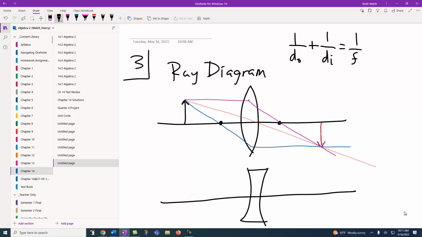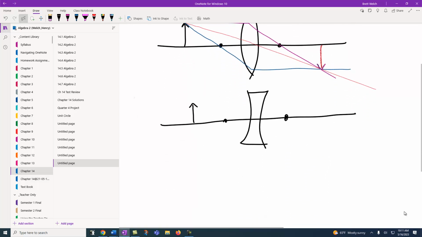So the top one's converging. Yep. Top one's converging because it's fat in the middle. Second one diverging because it's skinny in the middle. All right. What is ray 1 supposed to do?